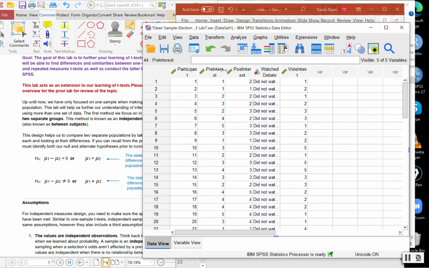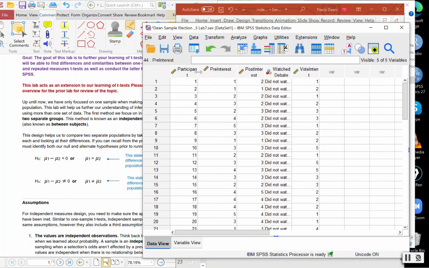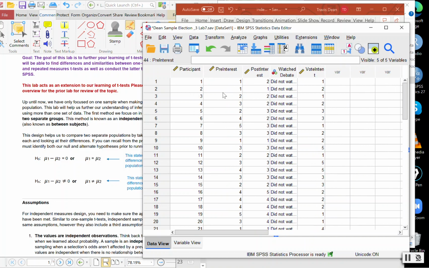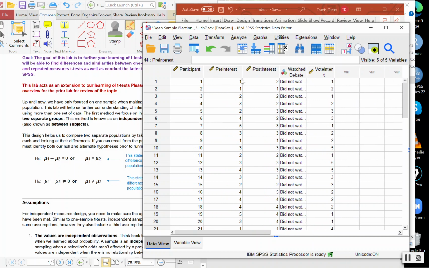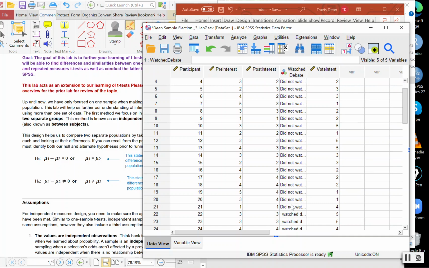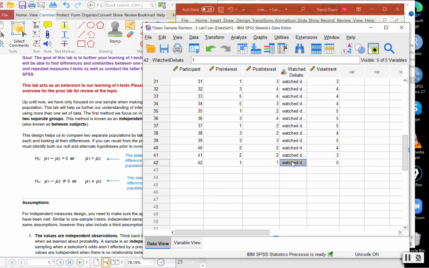And what we have here is participant ID number. And then you have the pre and post test score. This is going to come later when we do the repeated measures test. Today we're just doing an independent measures test, or independent samples t-test. And we have these two groups here. So this is indicating treatment group 1. And then this is indicating treatment group 2.